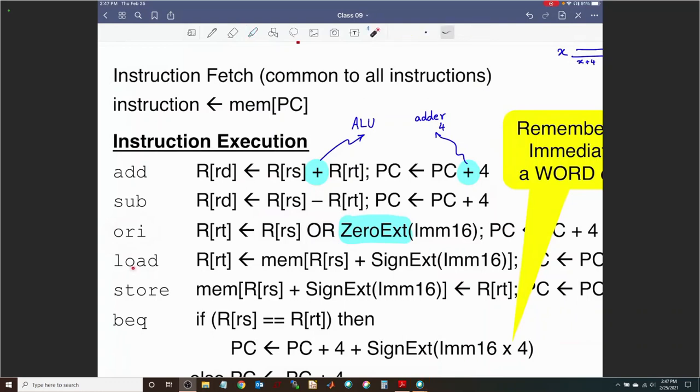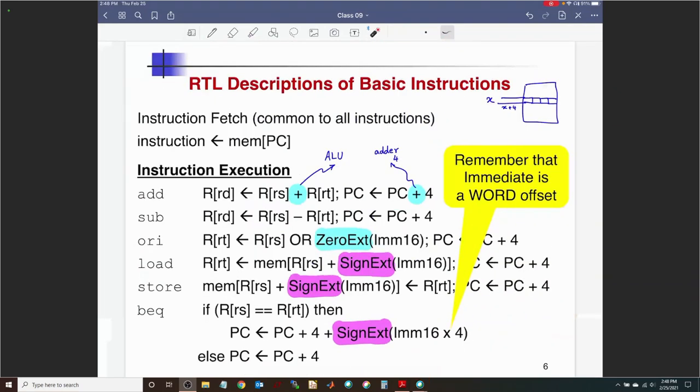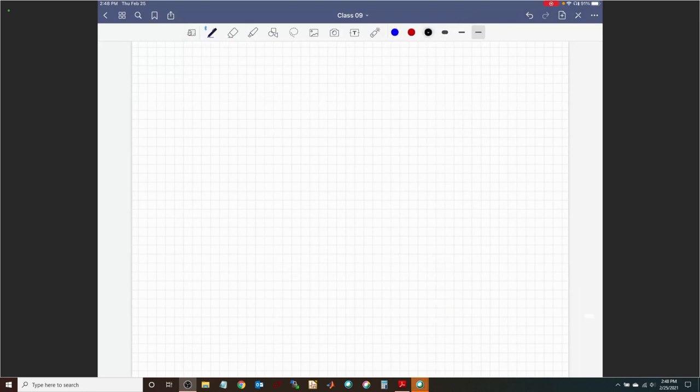As far as the load and the store word are concerned, and in fact even the branch when equal, you do a sign extension. So there are two terms being mentioned. One is sign extended and the other is 0 extended. What is the difference between the two? And why are you using 0 extended for OR, and why are you using sign extension for things like load, store, and branch when equal? So let's talk about that. But first, we will do a discussion on what is 0 extension and what is sign extension. So 0 extension.